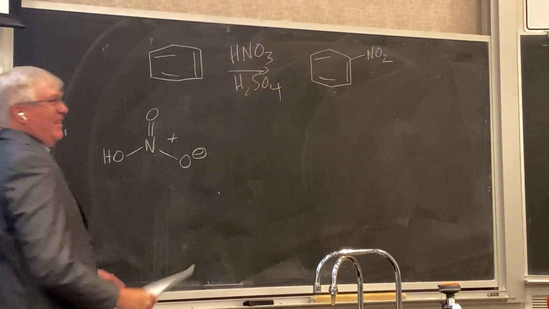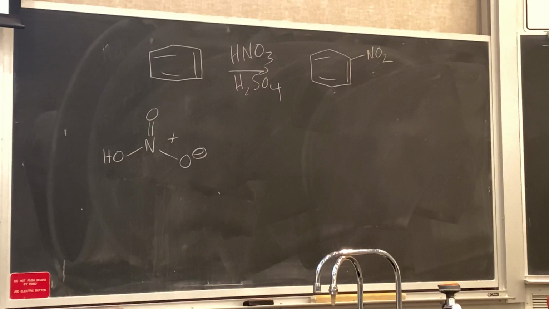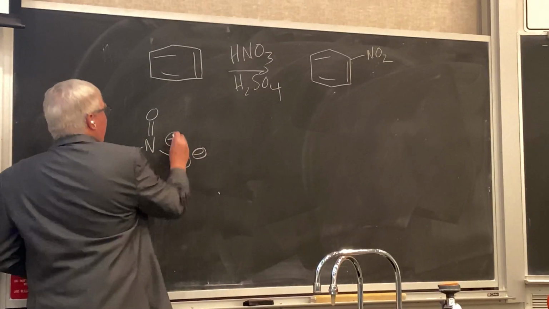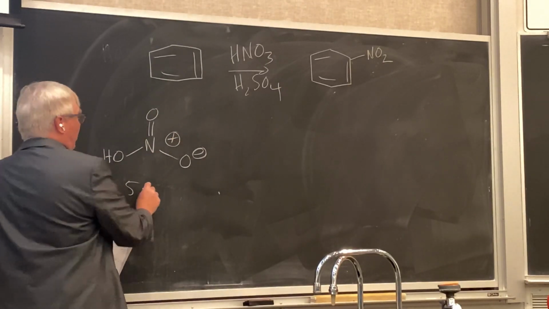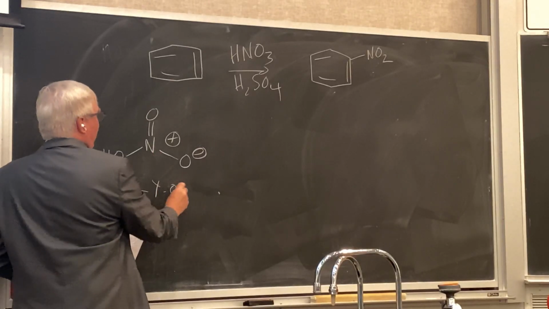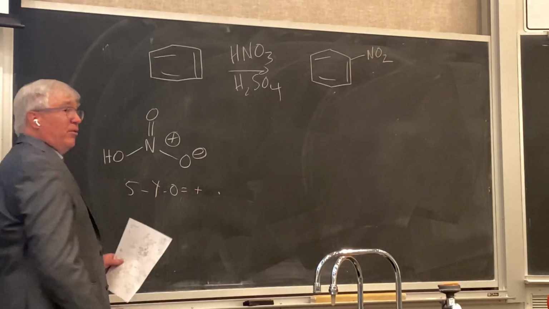There it is. If you remember your Lewis dot and your formal charges, make sure you can do all that. Why is this nitrogen plus charge there in the middle? Nitrogen has 5 valence electrons minus how many bonds? 3, 4. And there's no lone pairs on there, right? So what's the charge? Yeah, +1.